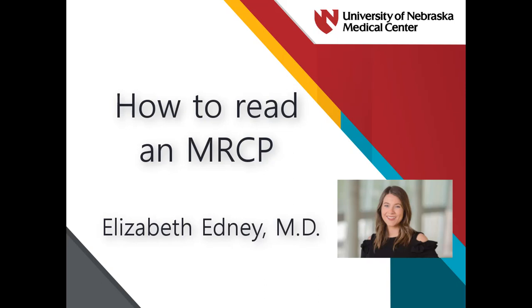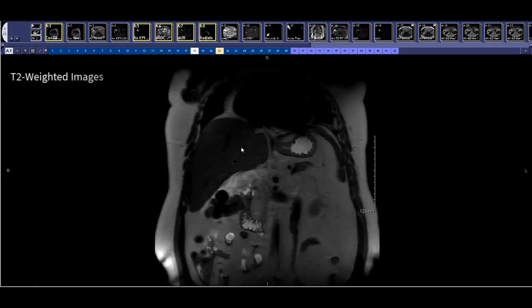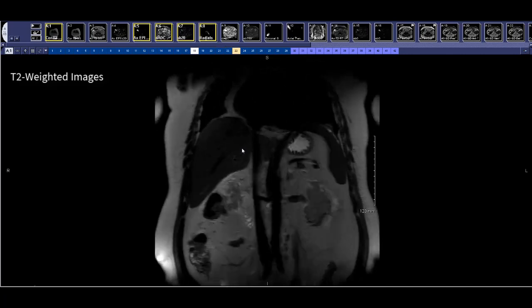This is Dr. Edney. I'm going to teach you how to read an MRCP, or how I read an MRCP. Essentially, my search pattern for MRCPs is about the same as an abdominal CT. The first sequence I start with is our coronal T2, and this is nice just to get an overview of the patient that you're looking at.